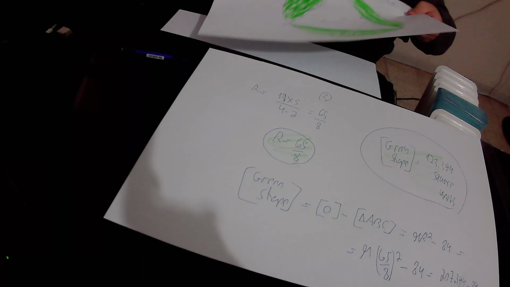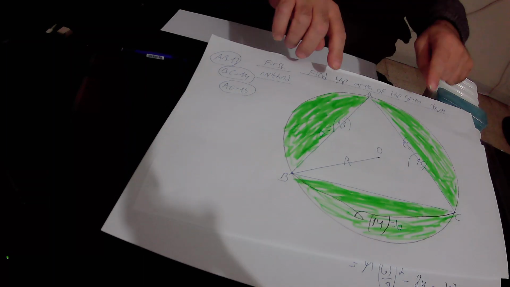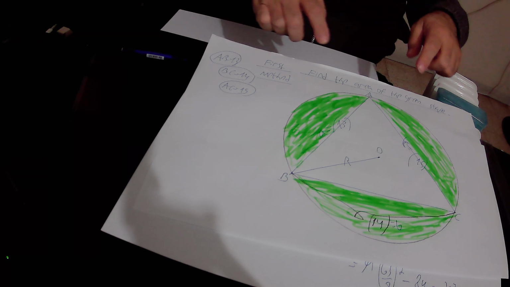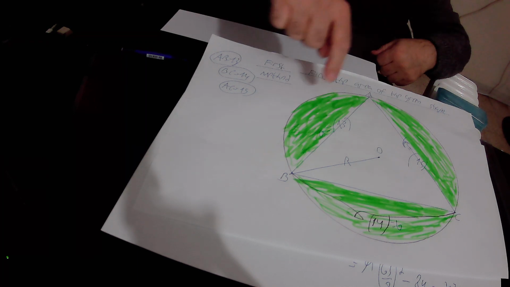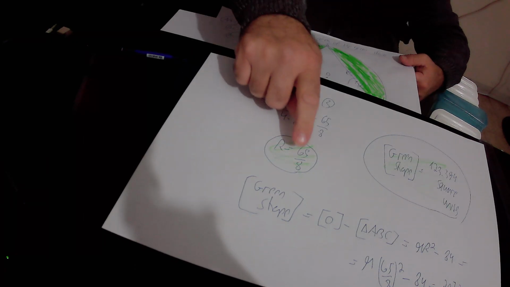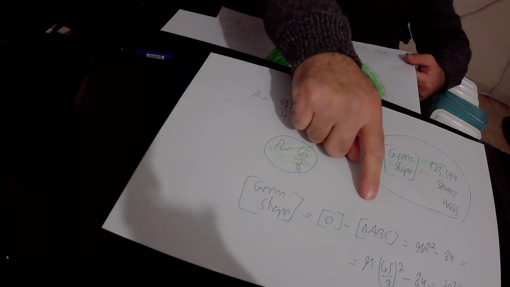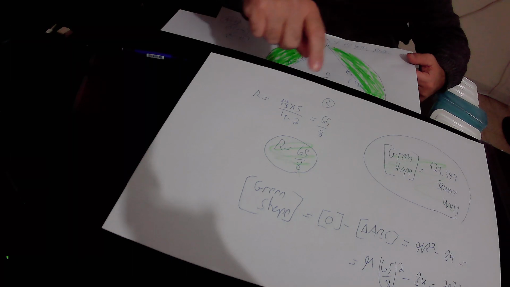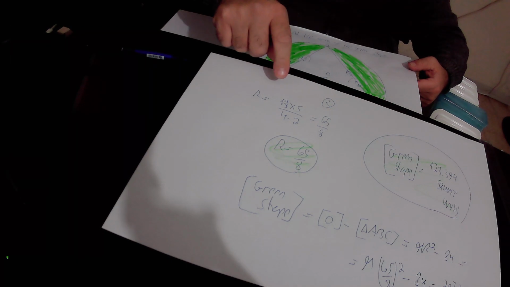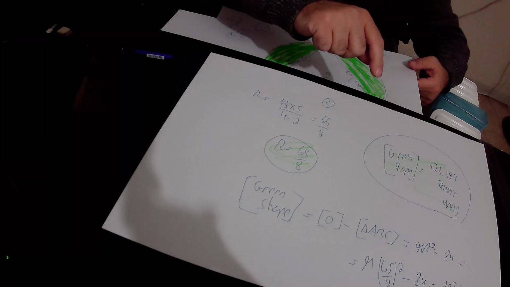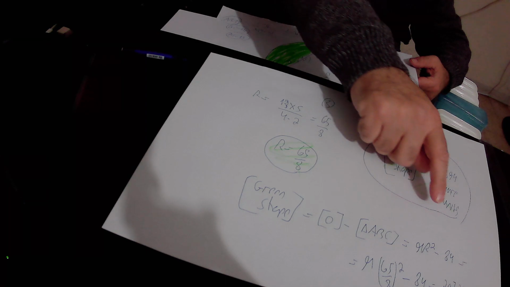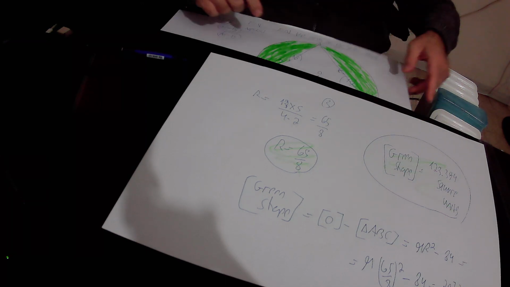As I already mentioned before, from the drawing it is very easy to see that the area of this green shape equals the area of the circle minus the area of triangle ABC. Again, the area of the green shape equals the area of the circle minus the area of triangle ABC. The area of the circle equals pi R squared, where R is the radius of the circle, 65 over 8, minus the area of triangle ABC. We already found that the area of triangle ABC equals 84 square units.